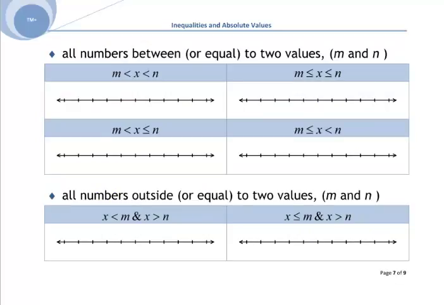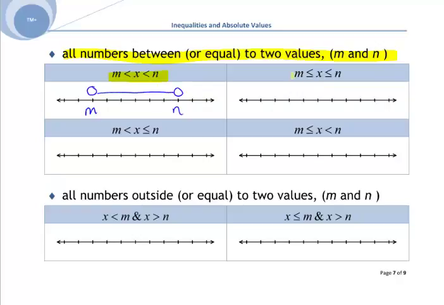We could also have all numbers between two values, m and n. So here m is less than x, which is less than n. So essentially this is saying m is also less than n. So if I want to put these values on my number line, I just have to remember m has to come before n because it's less than. It doesn't matter where they are, they're any numbers. It's only less than, not less than and equal to, so they're open circles. And x can be anything between those two values.